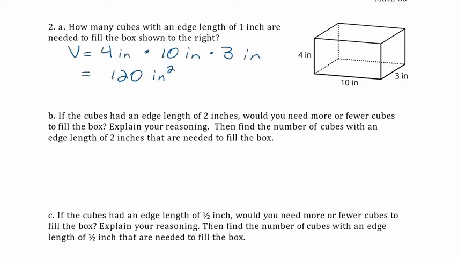So let's look at A, which I'm sure most of you got fairly easily. We're just going to multiply the 4 inches times 10 inches times 3 inches. The order you multiply these in does not matter. Multiplication is commutative, so it doesn't matter.